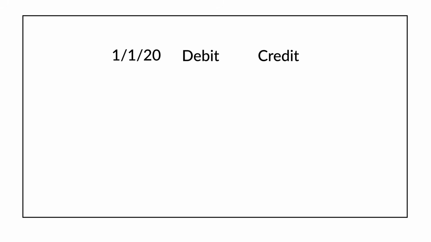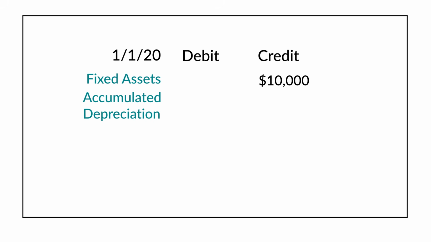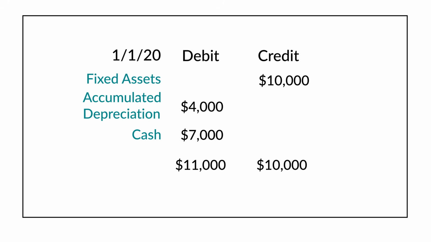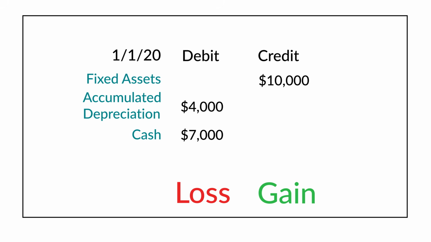Now let's set up a second example. Let's assume that instead of receiving $5,000 for the popcorn machine, we receive $7,000. The first 2 parts of our entry are the same. We credit fixed assets for $10,000 and debit accumulated depreciation for $4,000. Now we'll record a debit to cash of $7,000. Our debits total $11,000 and our credits total $10,000. What do we need to record? Is it a gain or is it a loss? It is a gain for $1,000. A gain is a credit.